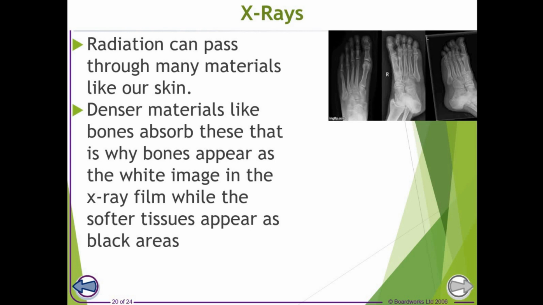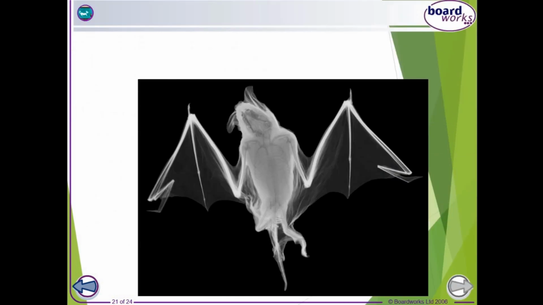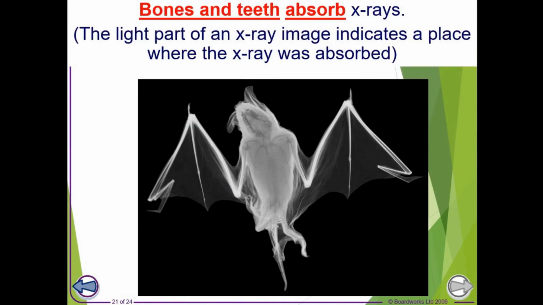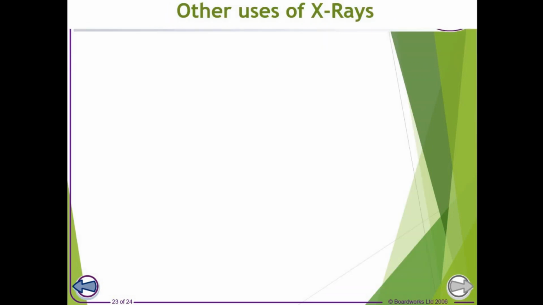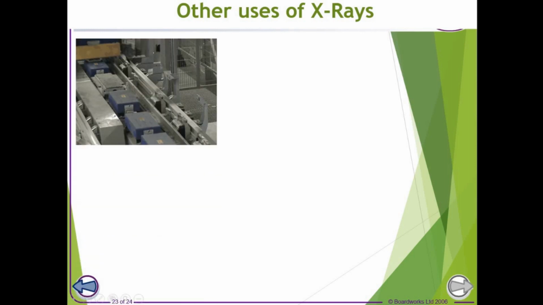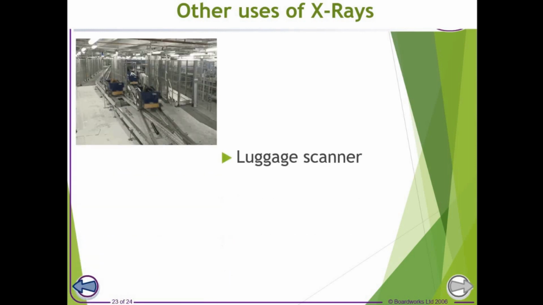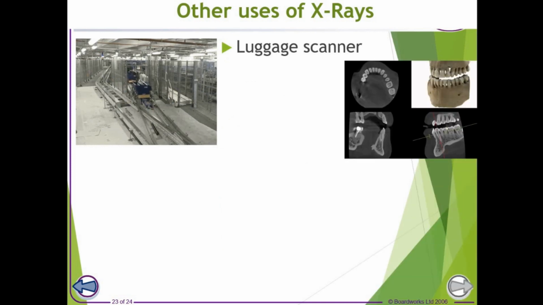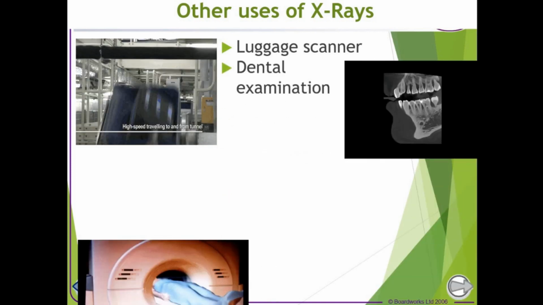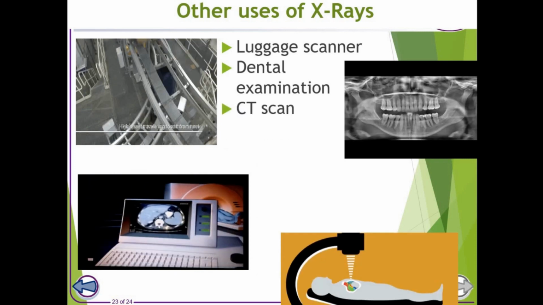That is why bones appear as a white image in the X-ray film, while the softer tissues appear as black areas. In the bones and teeth, X-rays are absorbed, and the light part of the X-ray image indicates a place where the X-ray was absorbed. What are the other uses of X-rays? X-rays are used in the luggage scanner, dental examinations, CT scan, and in the radiation therapy.